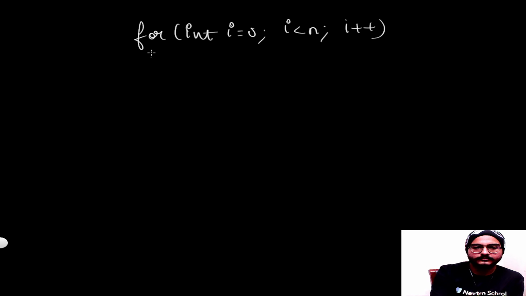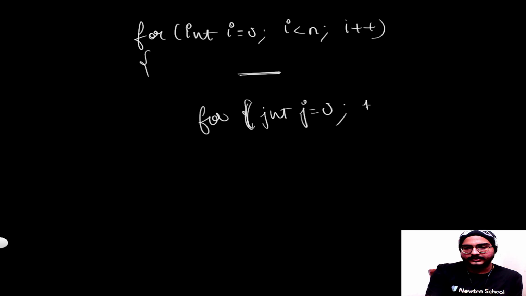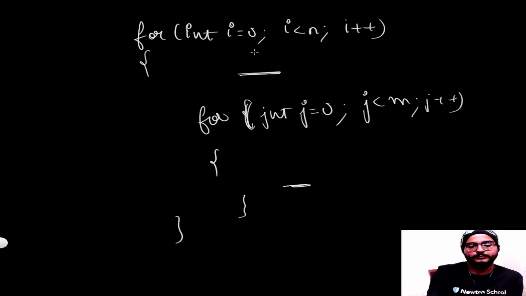Okay, now let me take you to another thing. Let's say that we have a program. For int i = 0, i < n, i++, I will do some work. The loop ends over here. Then for int j = 0, j < m, j++, do some work here. So in the best case, my n would be 0. This thing would not run at all.